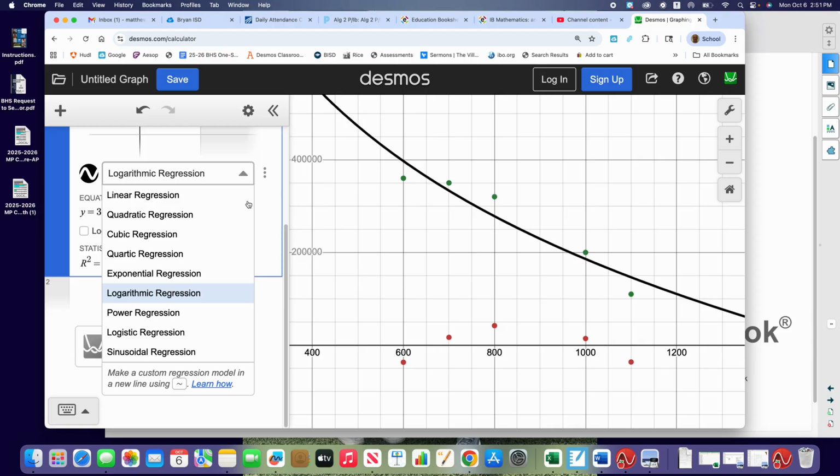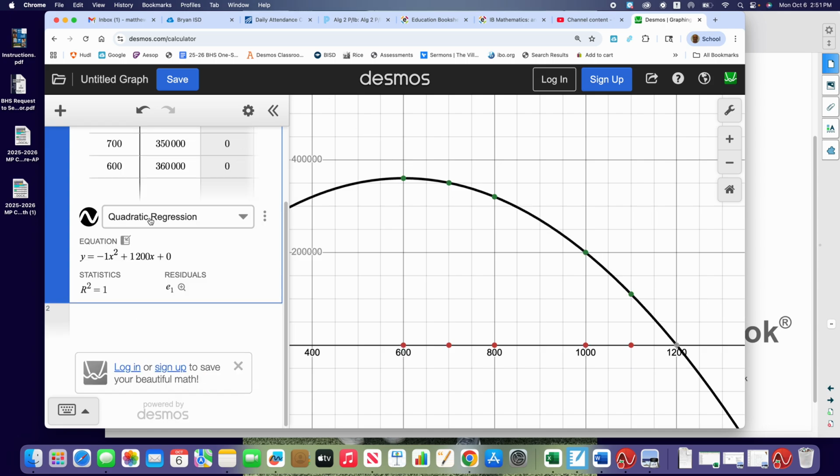So if I go look at quadratic regression, I get this here. What do you notice? Perfect. It's a perfect fit. That's correct. It is a perfect fit because all my residuals are horizontal and they're all on that x-axis. So it gave me the equation: y equals negative x squared plus 1200x plus 0.